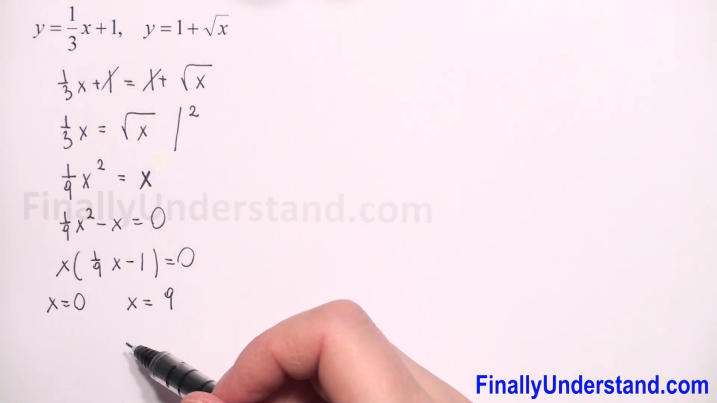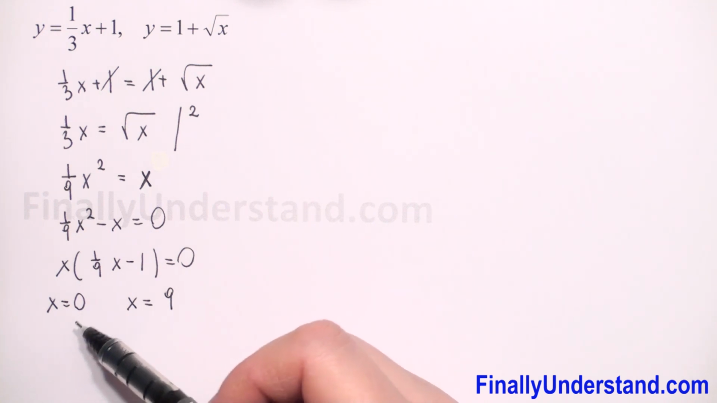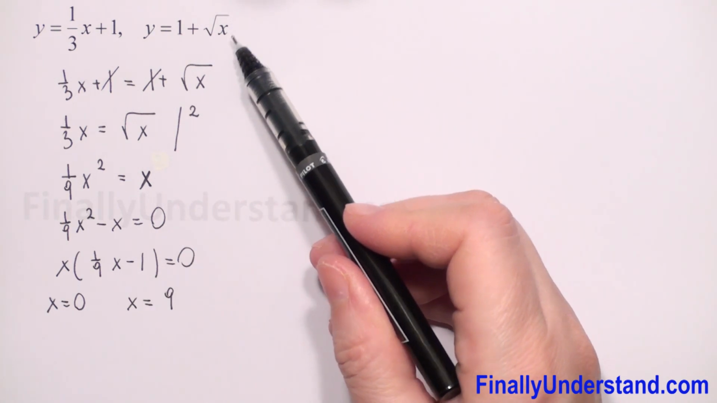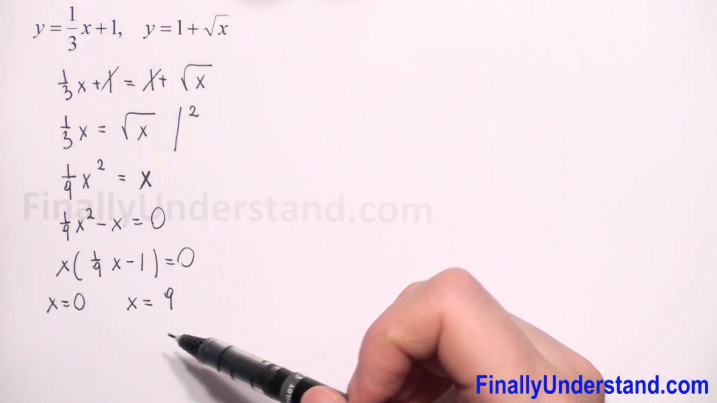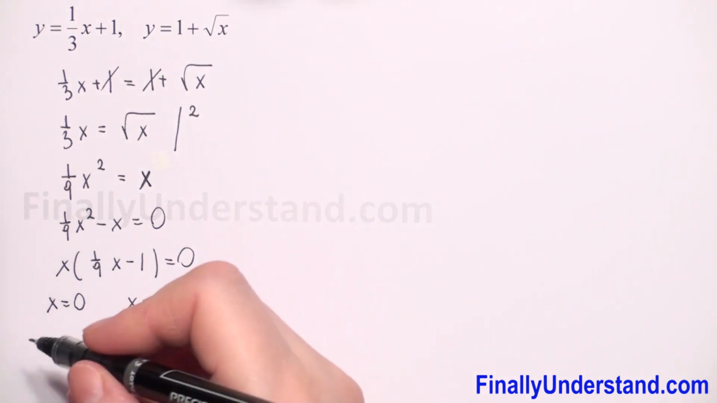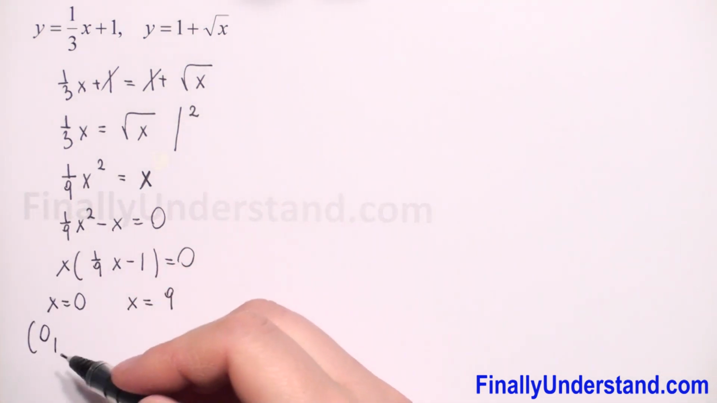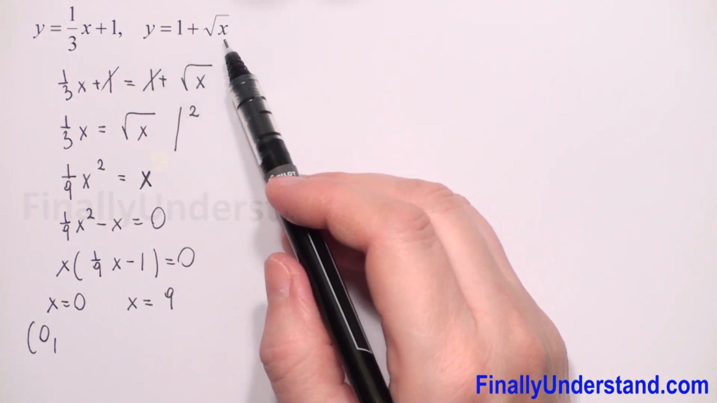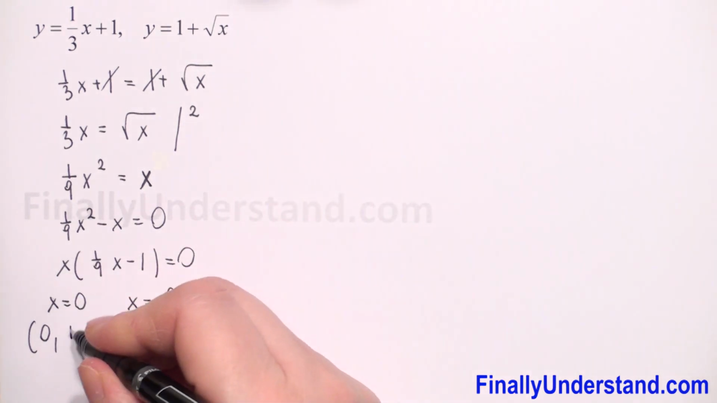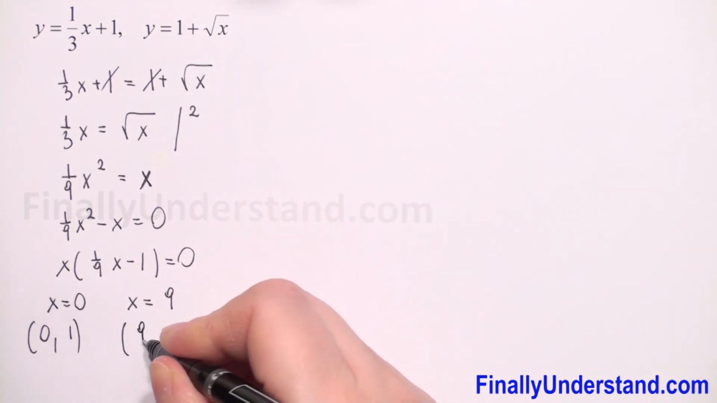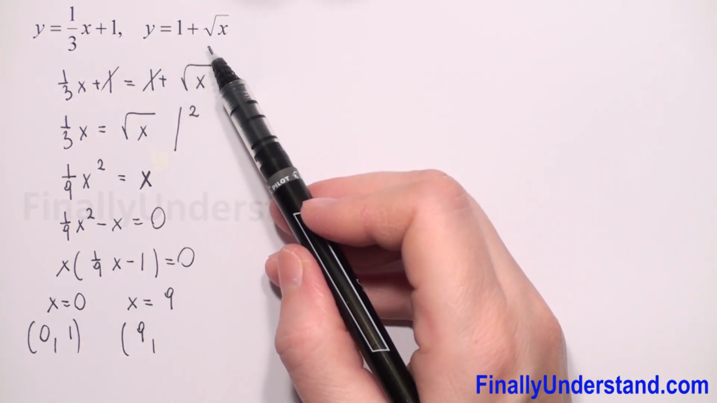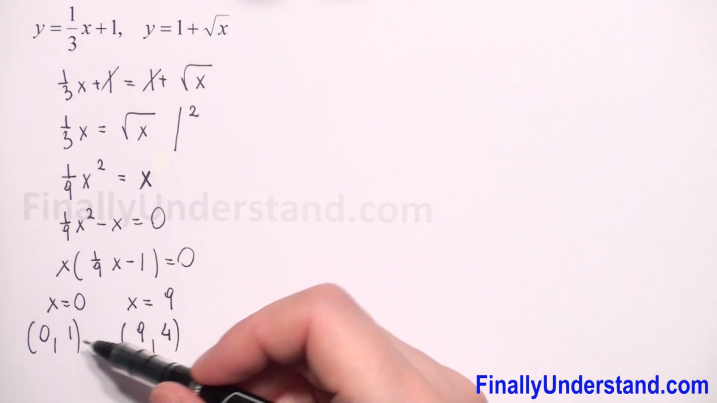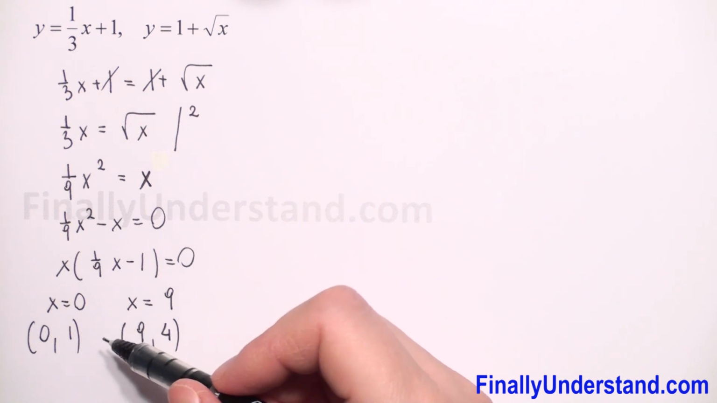So let's check our solutions now. We can calculate the square root of 0 and the square root of 9, so everything is okay. Next, when we have the x coordinate, we can find the y coordinate. For x equals 0, we put it into this equation: 1 plus square root of 0 is 0, so we have 1. And for x equals 9, we have 1 plus square root of 9, which is 3, so we have 1 plus 3 is 4. We have 2 points of intersection.